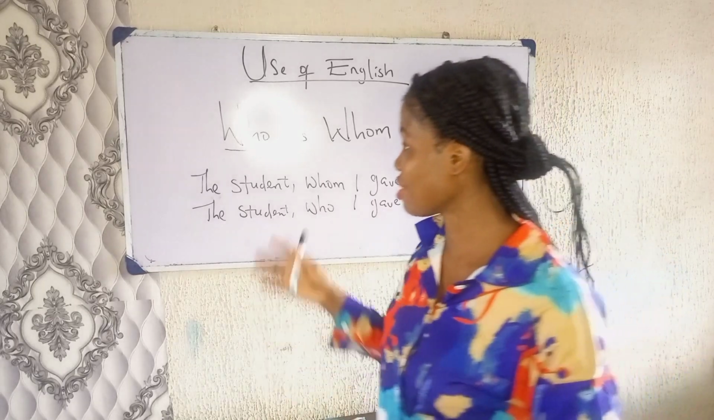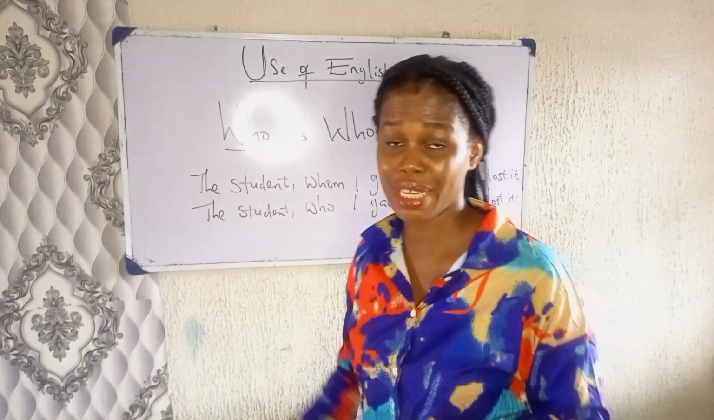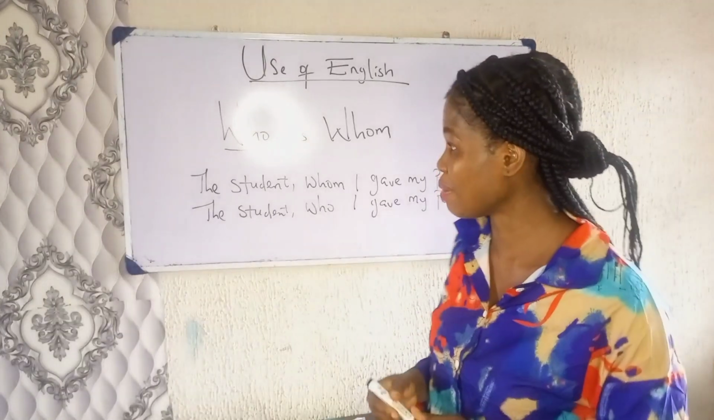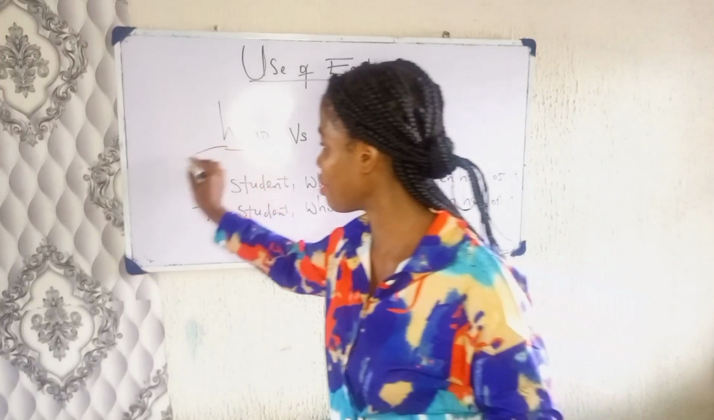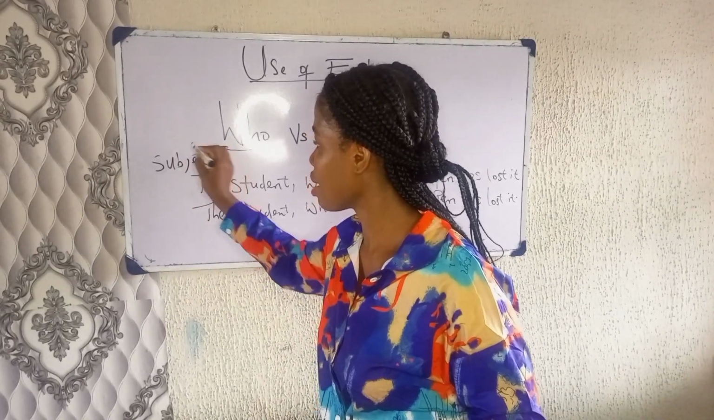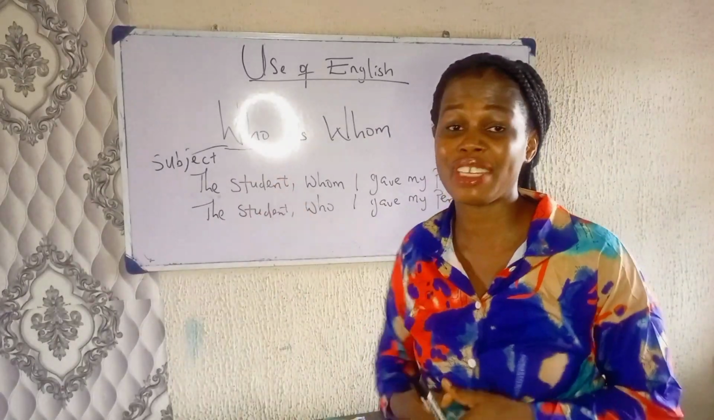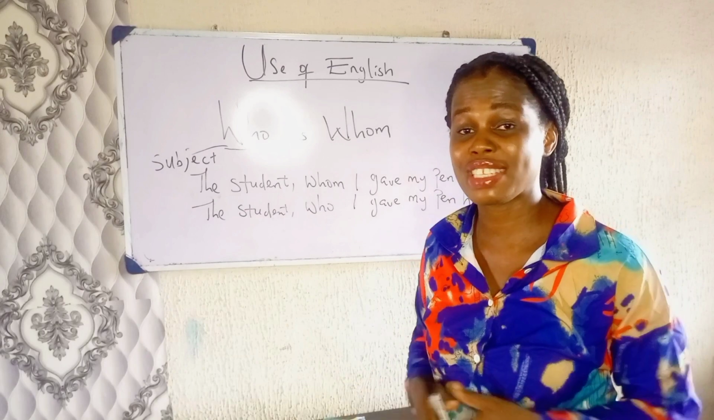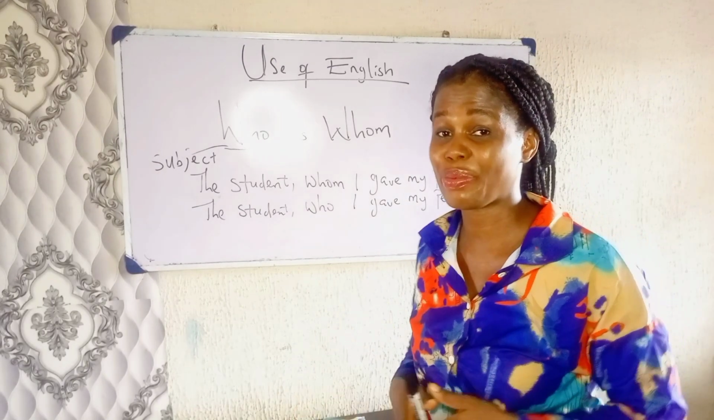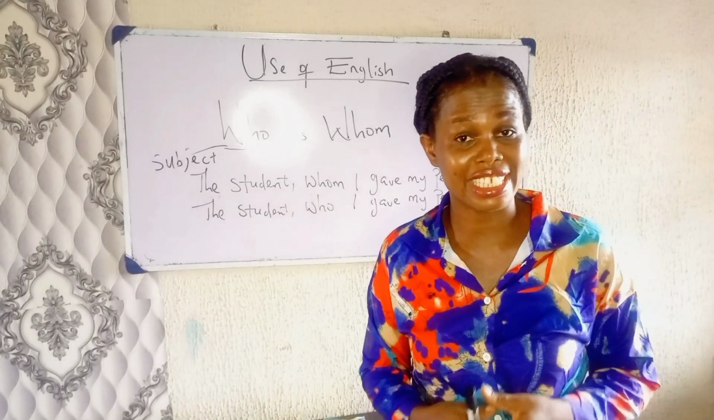Now let's look at who. Who is a subject relative pronoun. This means it carries out the action of the verb in a sentence, or tells us more about the person or thing that carries out the action of the verb in a sentence.